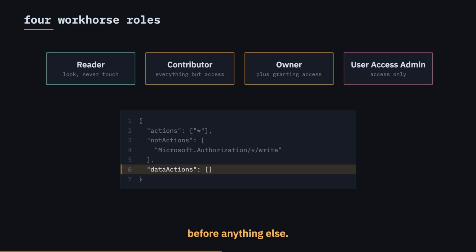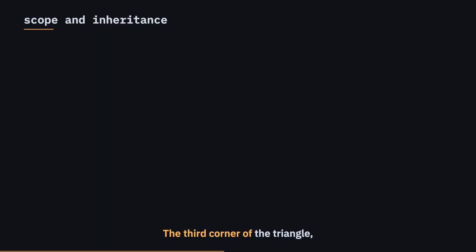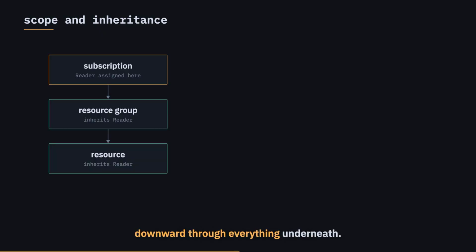The third corner of the triangle, scope, is where the hierarchy earns its keep. You can assign a role at a management group, a subscription, a resource group, or one resource, and the assignment flows downward through everything underneath. Reader on a management group means reader on every subscription below it, every resource group inside those, every resource inside those. There is no way to block the flow on a branch.